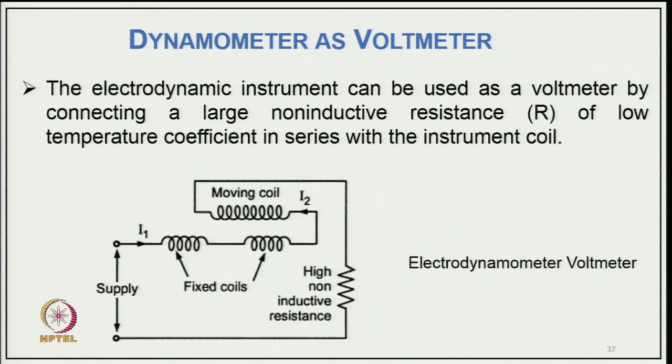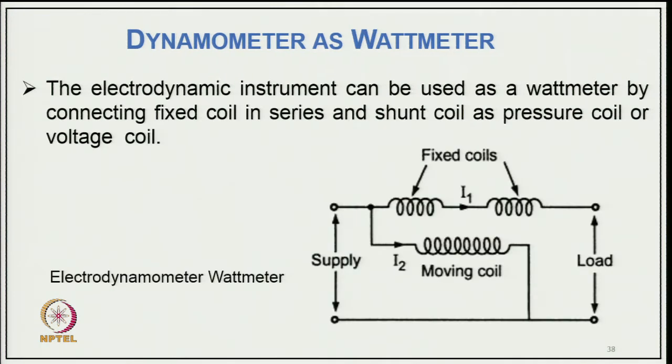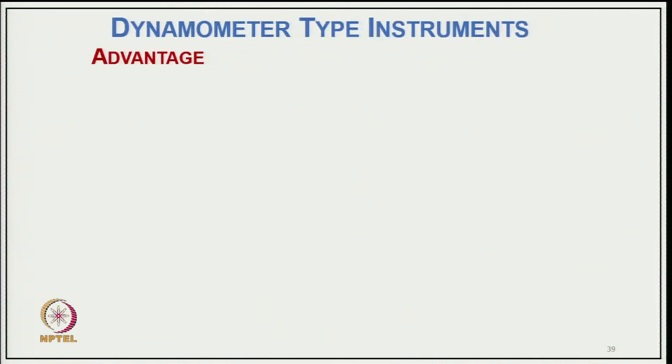Next, the electrodynamometer instrument as a voltmeter. It can be used as a voltmeter by connecting a large non-inductive resistance of low temperature coefficient in series with the instrument coil, as you can see here. And the electrodynamic instrument as a wattmeter: it can be used as a wattmeter by connecting the fixed coil in series as the current coil and the moving coil as the pressure coil, or volt coil. You can see how the instruments are connected.